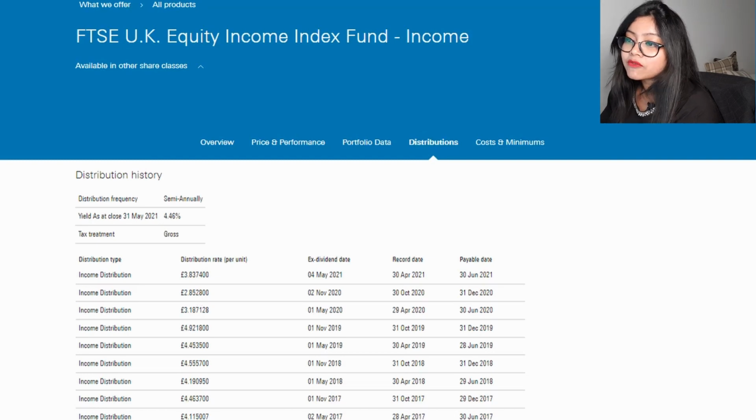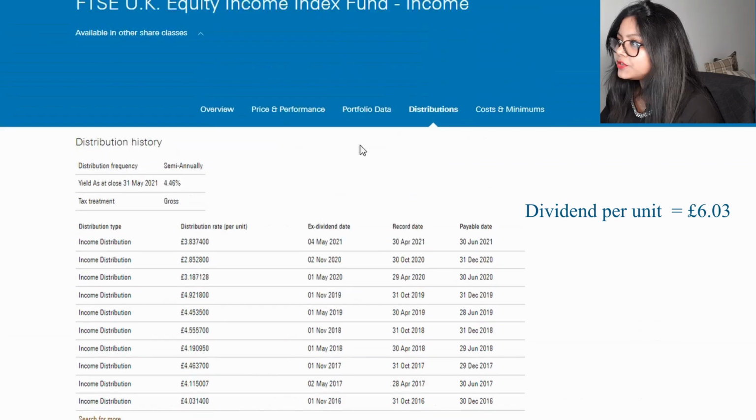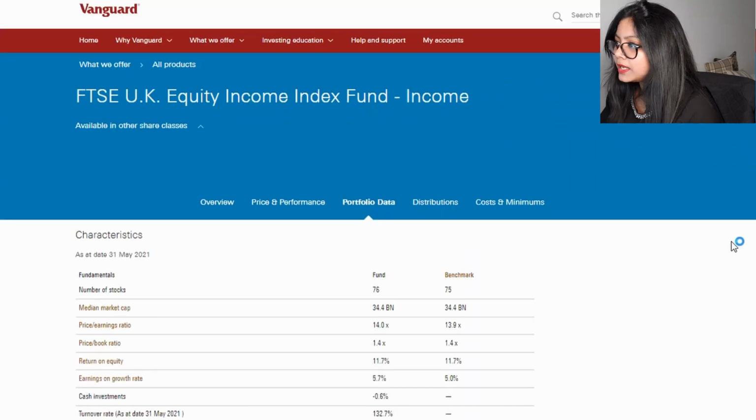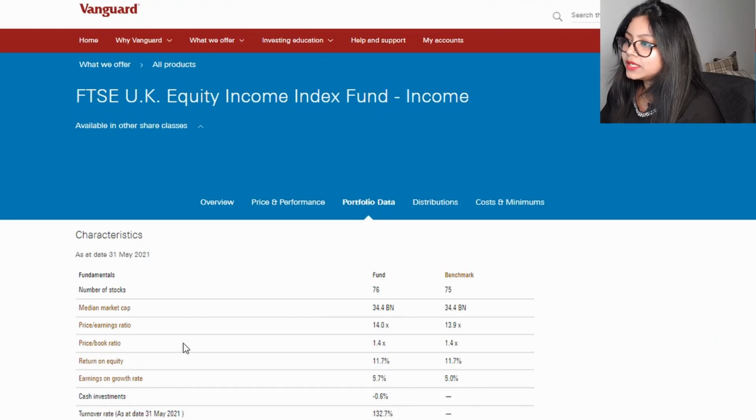So if you held about 100 units in this fund, you can expect to get £600 per year in pure dividend income. And if you look into their portfolio data, something again similar to what we've done, you notice that the valuation numbers or some of these return on equity numbers are very close to the benchmark. And this is happening because the fund is not trying to do something smart or make active decisions. You are doing what the benchmark is doing.